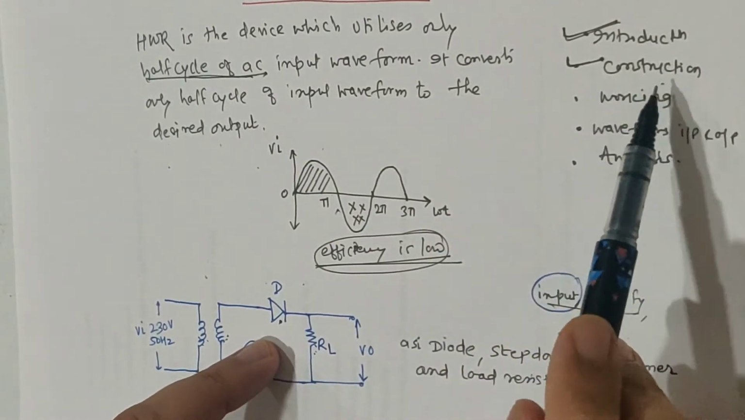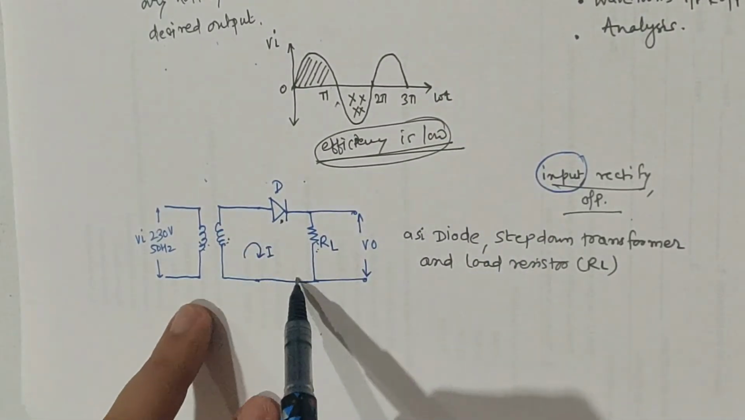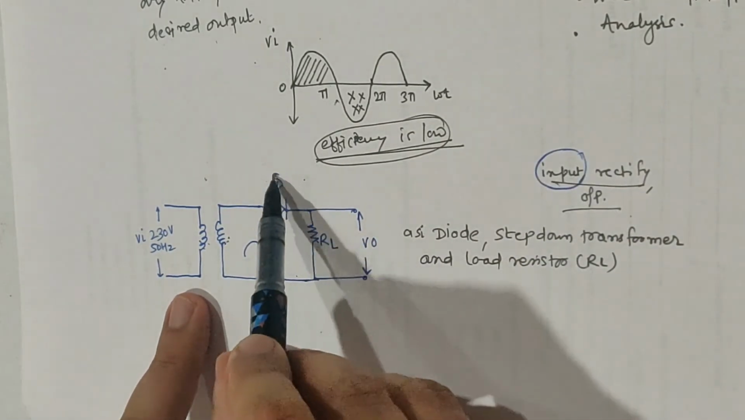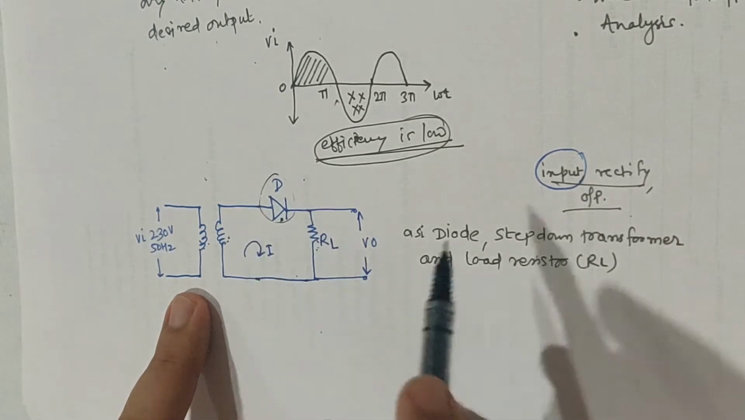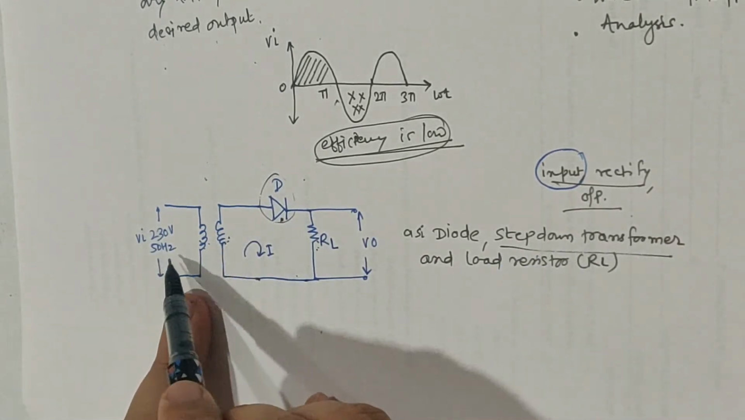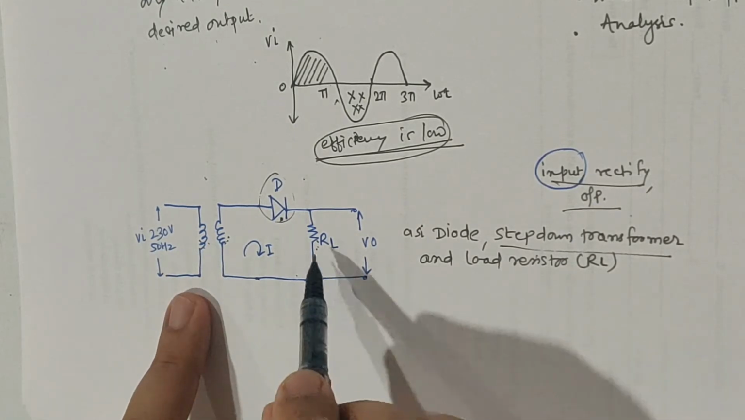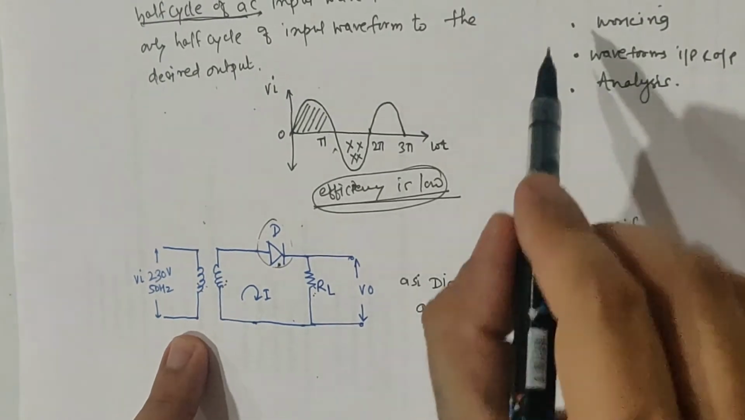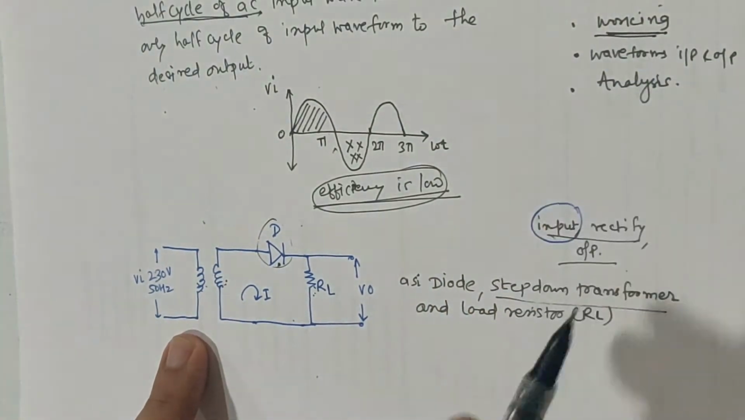Now what is in the construction? It consists, so diagram, circuit diagram. It consists of a silicon diode used for rectification purpose, a step down transformer which will give us the input AC power supply, and a load resistance RL across which we will get the output. Okay, now let us move to the next part, which is called working.